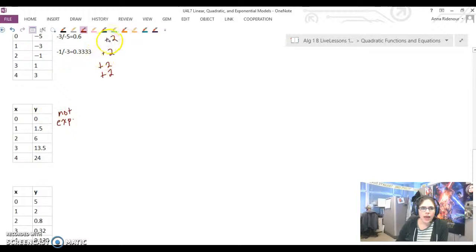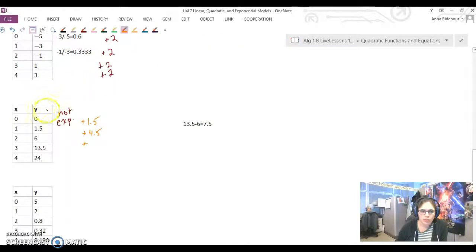So next, we want to look for repeated addition. From 0 to 1.5, that's going to be plus 1.5. From 1.5 to 6 is plus 4.5. My mental math is way off today. All right, plus 4.5. So these are already not the same, but I'm going to continue for a reason. 13.5 minus 6 is 7.5.